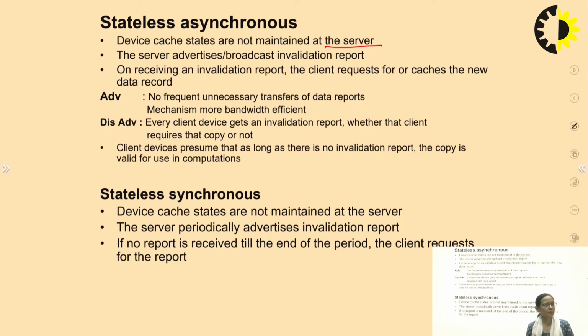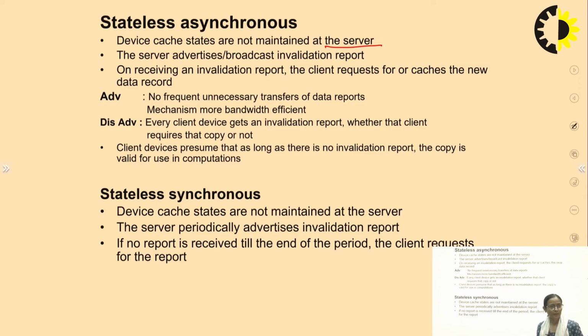So, what are the advantages? No frequent unnecessary transfer of data reports. The mechanism is more bandwidth efficient in this case. But what is the loss here? Every client device gets an invalidation report whether that client requires that copy or not. So there is a bandwidth problem with this particular disadvantage. Moreover, client devices presume that as long as there is no invalidation report, the copy is valid for use in computation. Now, see the scenario: the server has sent the invalidation report, but the client is disconnected. At that time the client won't receive the invalidation report, and due to this, the client is still working on the old copy.